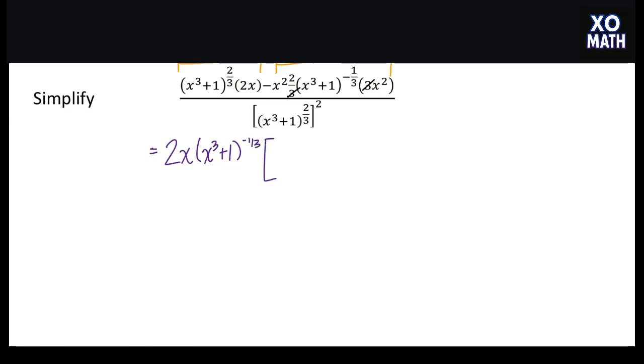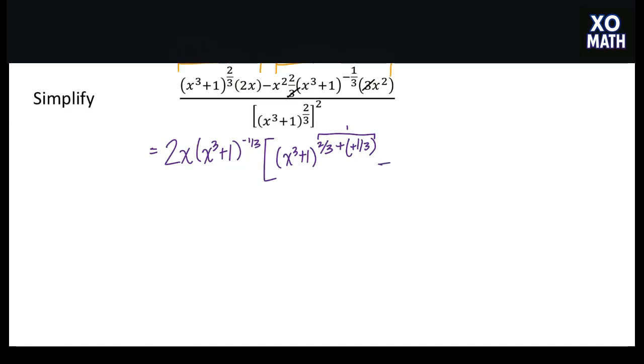Now let's go ahead and see what is left over. From the first term, I took out the 2, the x, and now I'm taking out this x cubed plus 1 to the negative 1/3. So I have x cubed plus 1 to the 2/3, but we're taking out, so we're subtracting negative 1/3. Well, notice 2/3 minus negative 1/3, that's 2/3 plus 1/3. That exponent right there is really just a 1.